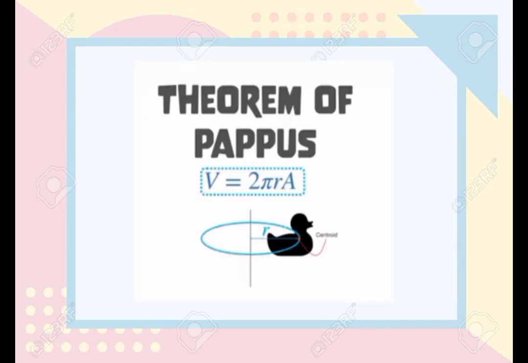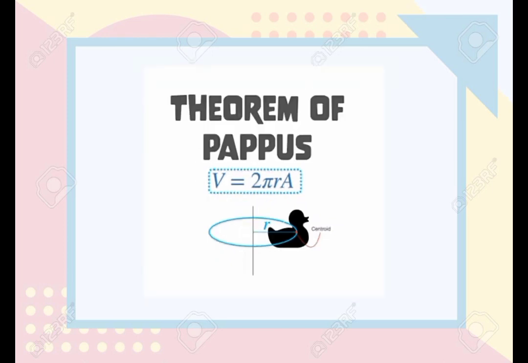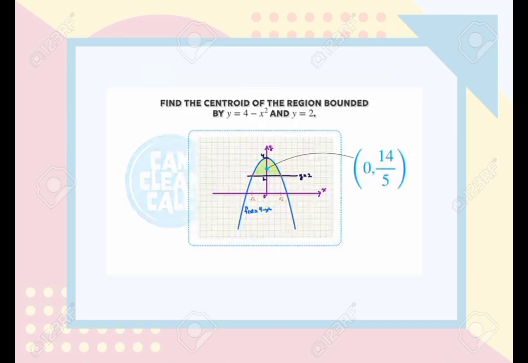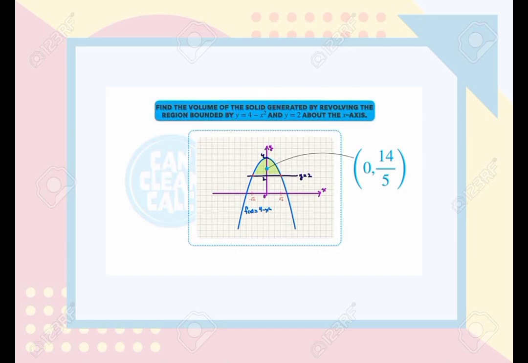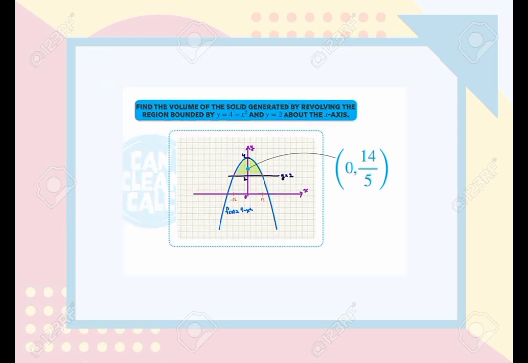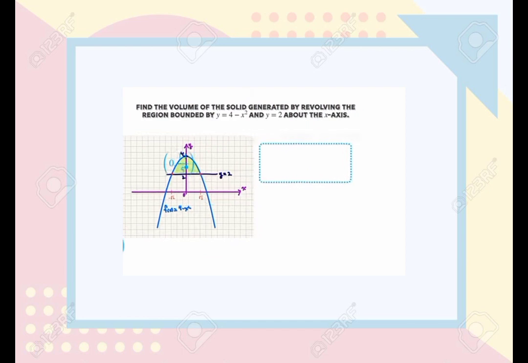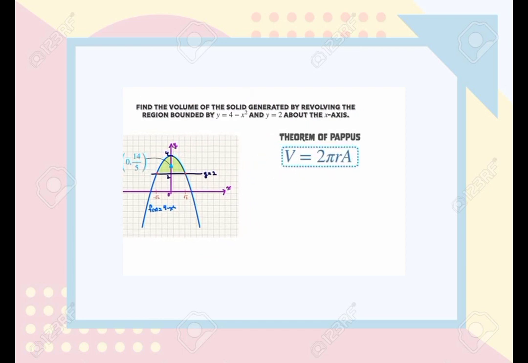Recall that r is the distance of the centroid to the axis of rotation. Find the volume of the solid generated by revolving the region bounded by the parabola y = 4 − x² and the horizontal line y = 2 about the x-axis. Good. We're going to apply the theorem of Pappus.